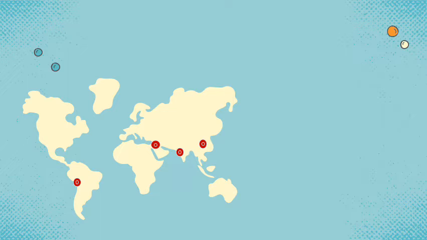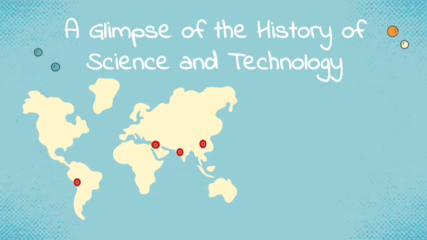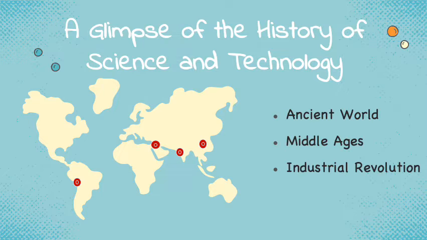So in this lesson, we will be tracing the development of technology alongside science. The lesson is presented primarily in a chronological pattern. We will have a glimpse of what science and technology look like in different parts of the world during the ancient times, in the Middle Ages, and since the Industrial Revolution.